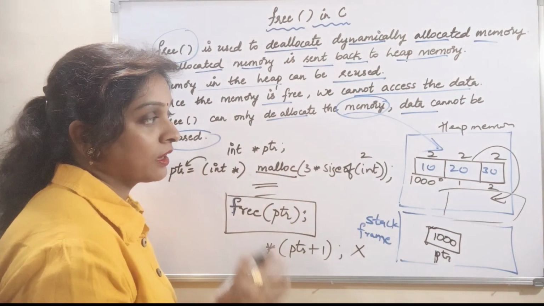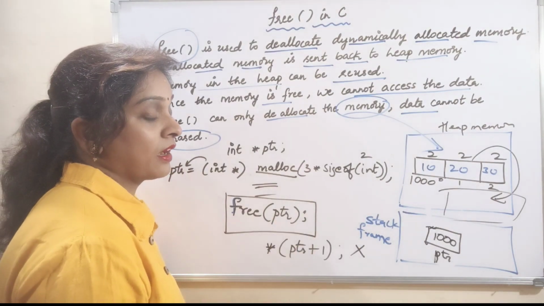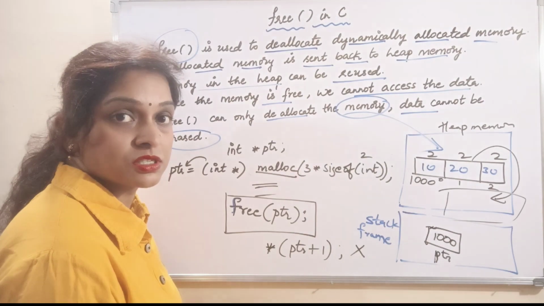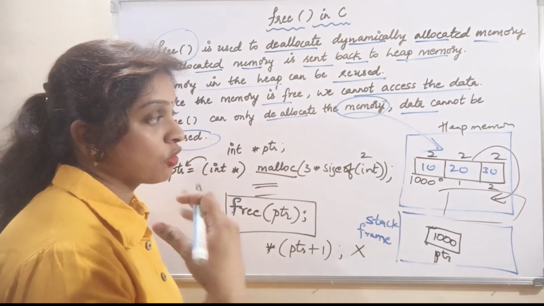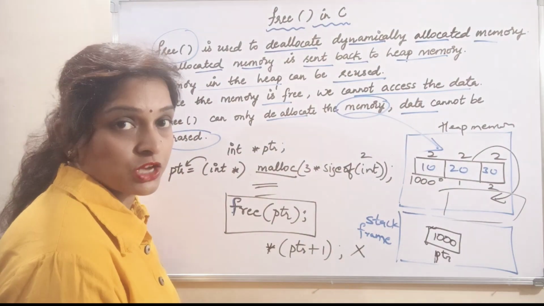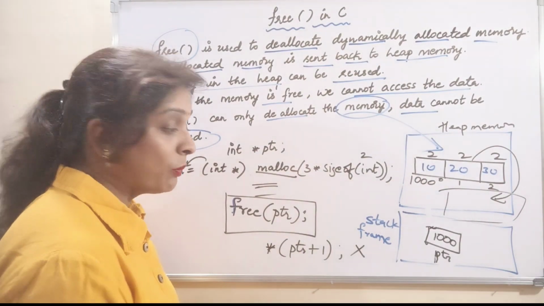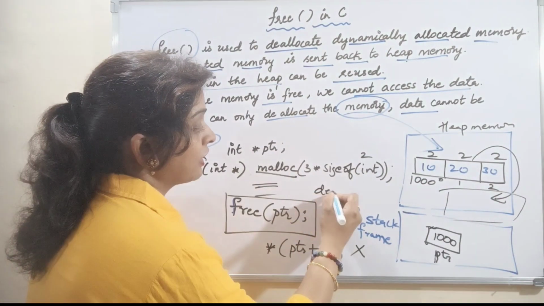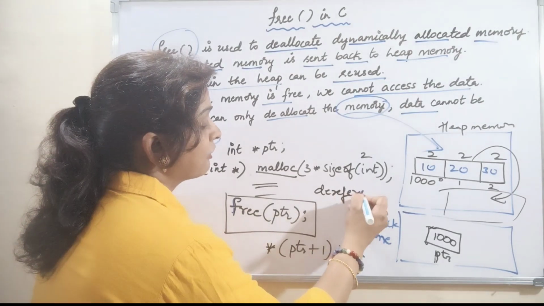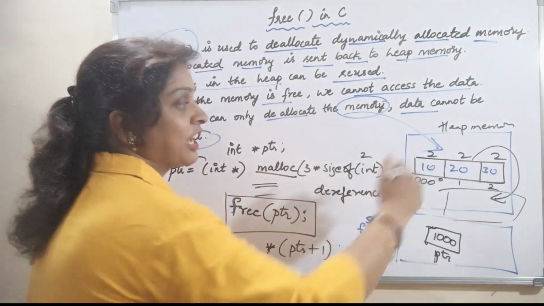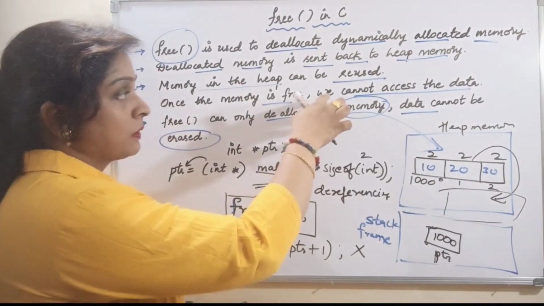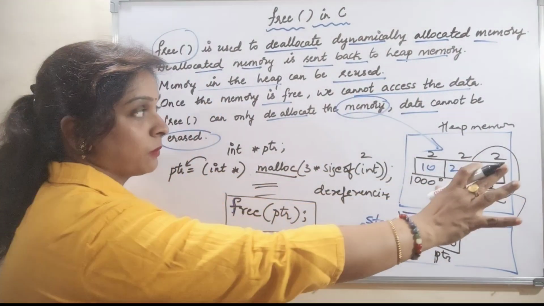So here, an unusual behavior, an undefined behavior occurs. A segmentation error or some other error, your program may crash. All this happens when you dereference it. Dereferencing means referring to the location and trying to access the data. So the point says we cannot access the data.